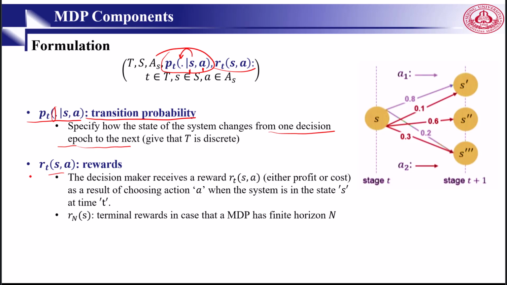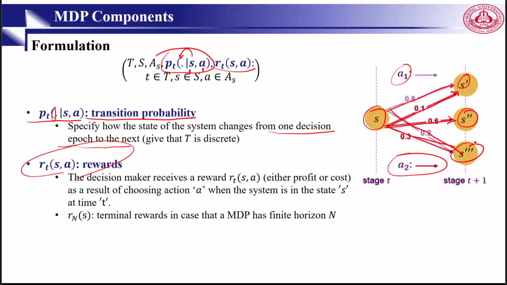Then we have the reward function that gives us rewards. For example, if the agent is here in state t, and in this state we take action number 1, with a probability of 80% we will go to this state, and with a probability of 20% we go to this state. If we take action number 2, with a probability of 10% we go to this state, with a probability of 60% we go to this state, and with a probability of 30% we go to this state. This is called transition probability. And for each action, there is some reward. Moving from one state by taking some action, there is some reward. It can be positive or negative.